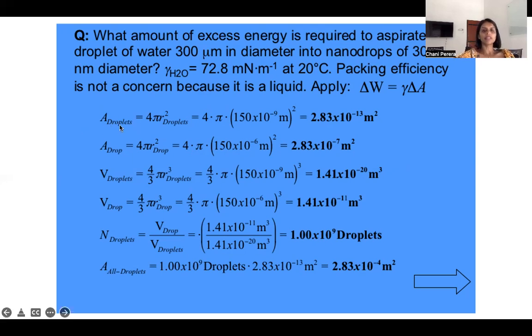Simple. First, you have to calculate the surface energy of the droplets. You know the diameter, and you are given the gamma factor for that water. So first you do the calculation for the droplets, which is 2.83 times 10 to the power minus 13 meter square. And you can calculate the surface area for the large drop. Since you know it is 300 micrometer in diameter, you can calculate it. That is 2.83 times 10 to the power minus 7 meter square. And then you can calculate the volumes of these droplets.